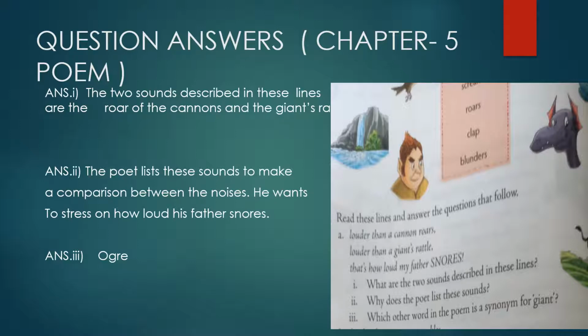Why does the poet list these sounds? So our answer is, the poet lists these sounds to make a comparison between the noises. He wants to stress on how loud his father snores.